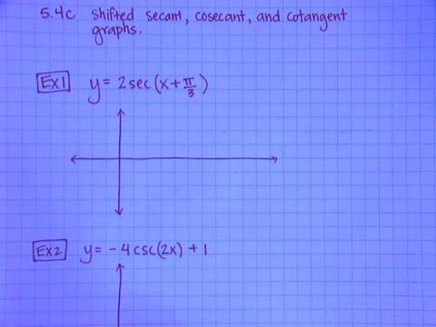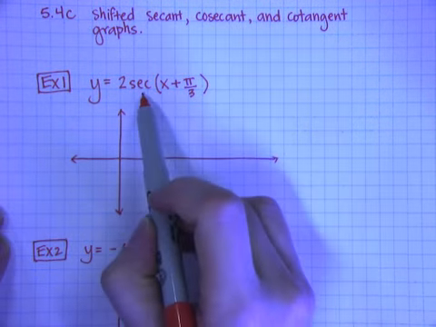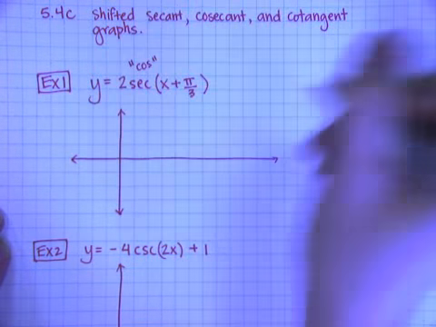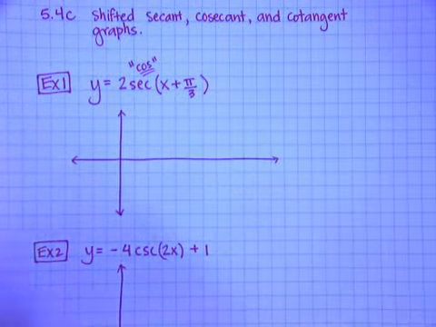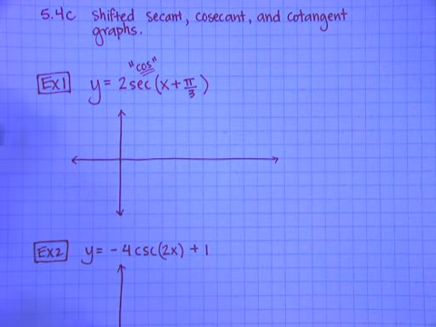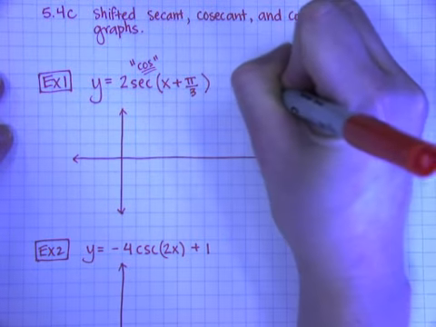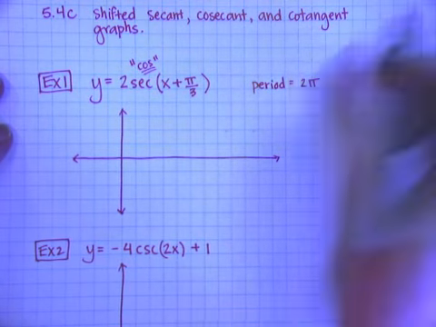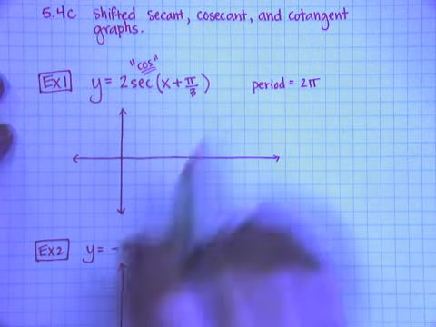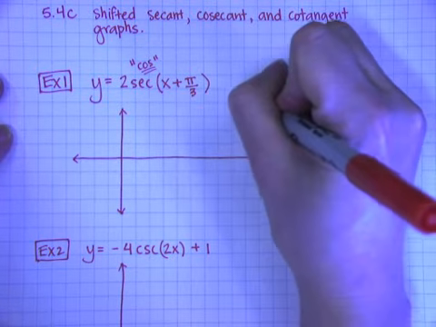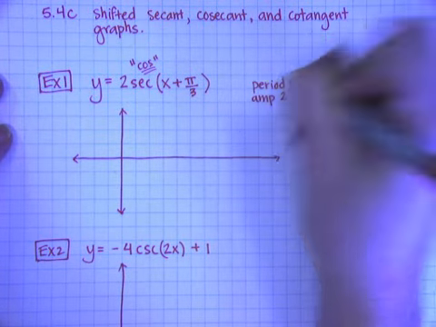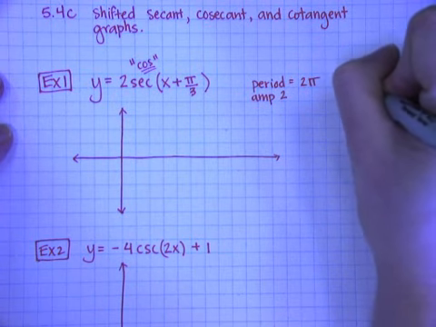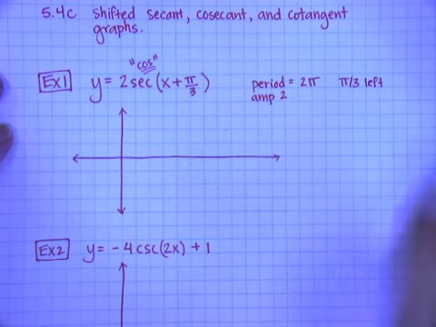the first thing I'm going to do is think of which reciprocal function goes with secant. In my head, I know that secant is 1 over cosine, so I'm thinking about cosine right now. I know the period of cosine is 2 pi, or 2 pi over b, and in this case, since b is 1, my period is just going to be 2 pi. The amplitude of my cosine curve would be 2 because of this 2 out in front, and this has been shifted pi over 3 to the left.